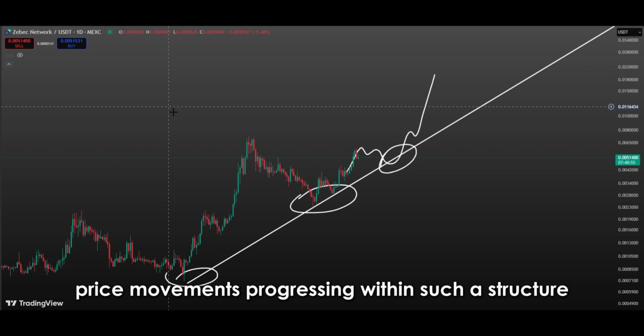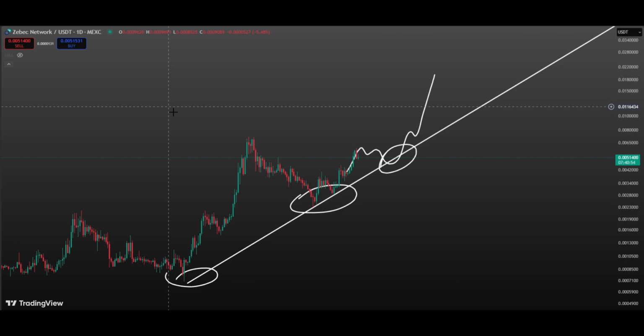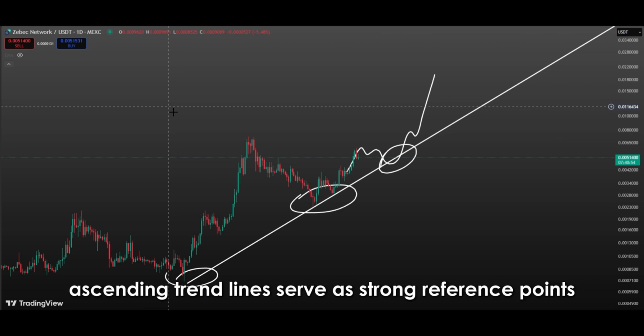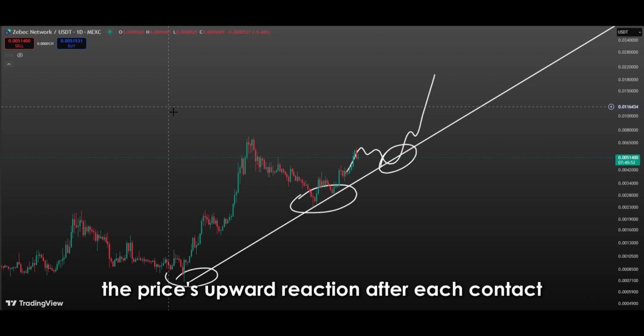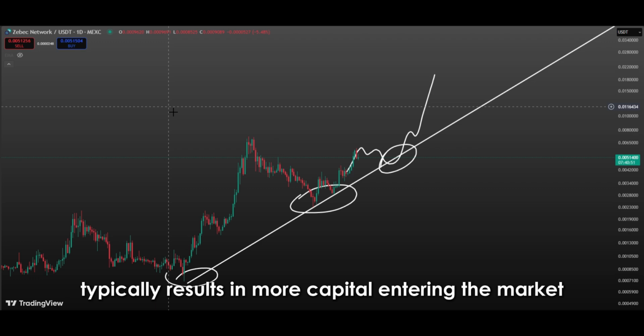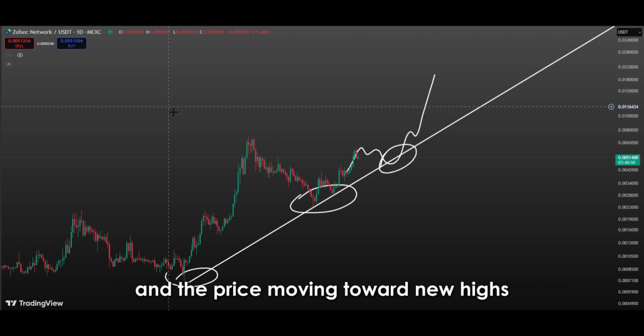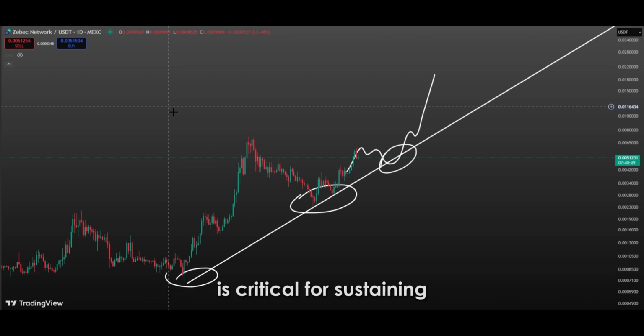Price movements progressing within such a structure often indicate a healthy upward trend. Ascending trend lines serve as strong reference points for both short-term traders and medium to long-term investors. The price's upward reaction after each contact inspires confidence among investors. This environment of confidence typically results in more capital entering the market and the price moving toward new highs. Therefore, maintaining such trend structures without breakdown is critical for sustaining a technically positive outlook.